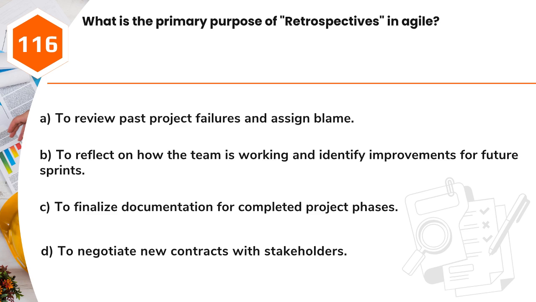Question 116. What is the primary purpose of retrospectives in Agile? A. To review past project failures and assign blame. B. To reflect on how the team is working and identify improvements for future sprints. C. To finalize documentation for completed project phases. D. To negotiate new contracts with stakeholders.